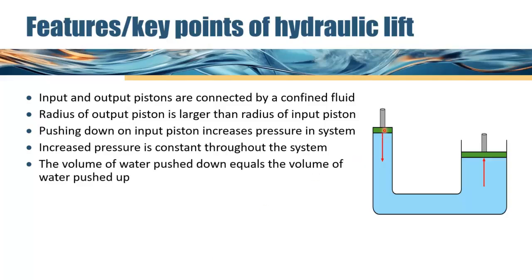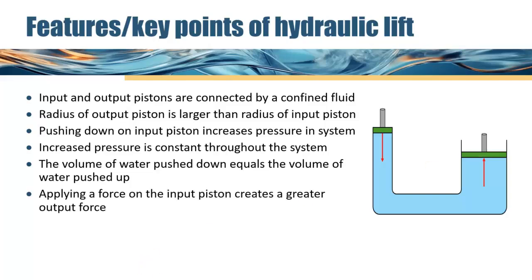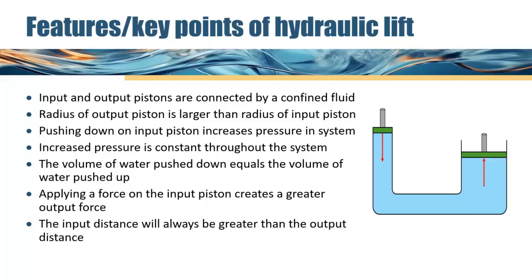Next, the volume of water that you push down is going to equal the volume of water that is pushed up. And applying a force on the input piston creates a greater output force. And so we're multiplying force. That's why a hydraulic lift is an example of a machine. And lastly, the input distance will always be greater than the output distance. That's because machines trade force for distance. So that means I'm going to have to push down a farther distance than I'm going to get the output piston to raise up. So let's look at a few examples.